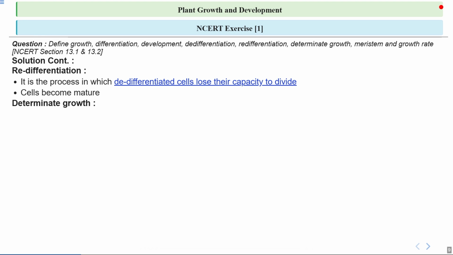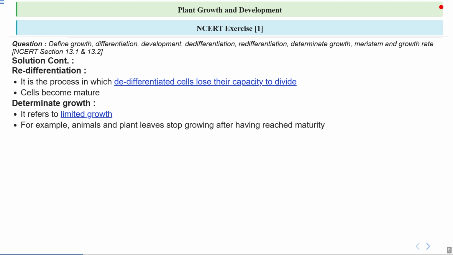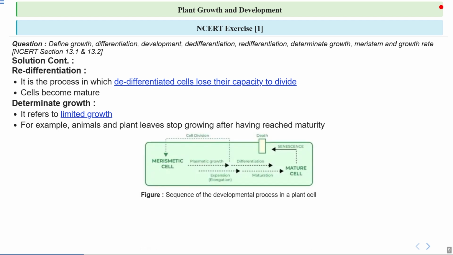Now talking about determinate growth. Determinate, the word itself is saying fixed or limited. So determinate growth means that the growth is limited. Once the structure reaches its final size, it doesn't grow any further. For example, animals and plant leaves stop growing after reaching maturity. This is different from roots or stems, which can keep growing indefinitely in some plants. So this is the sequence of the developmental process in the plant cell.